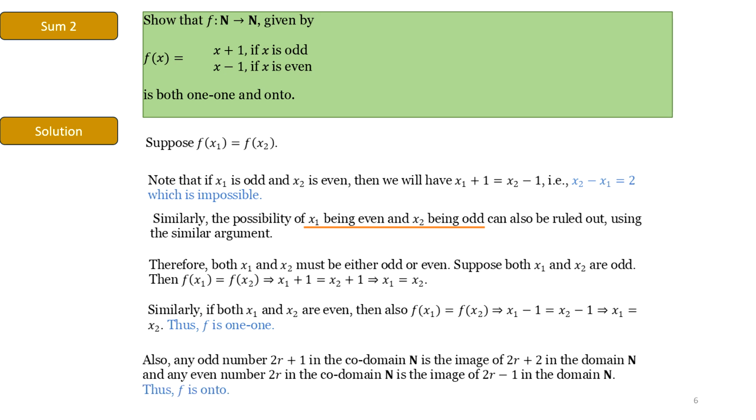Any odd number, say 2r + 1 in the codomain, is the image of 2r + 2 in the domain. And any even number 2r in the codomain is the image of 2r − 1 in the domain. Hence, all the elements of the codomain are covered whether they are even or odd. And therefore, f is an onto function.